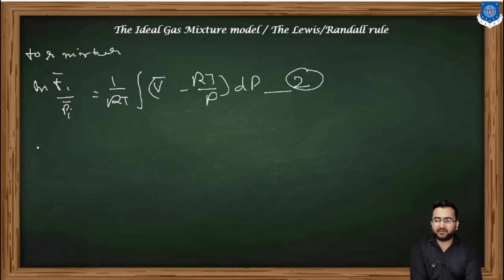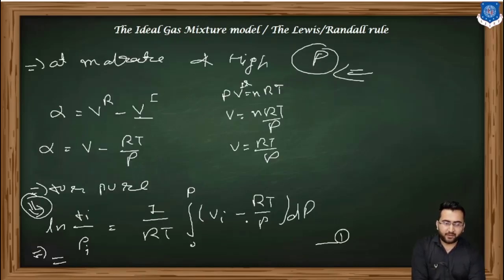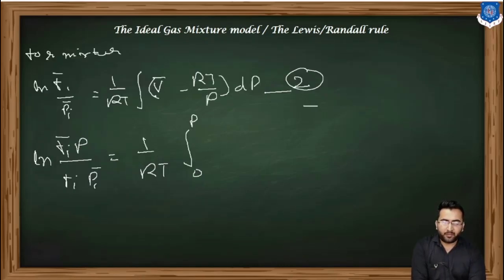By subtracting equation number 1 from equation number 2, we get ln of fi bar into P upon fi into pi bar is equal to 1 upon RT common, by integrating from 0 to P, vi minus RT upon P minus vi bar plus RT upon P. So this RT upon P becomes cancelled because it makes minus minus plus, so we can write vi bar minus vi and taking the dP common.